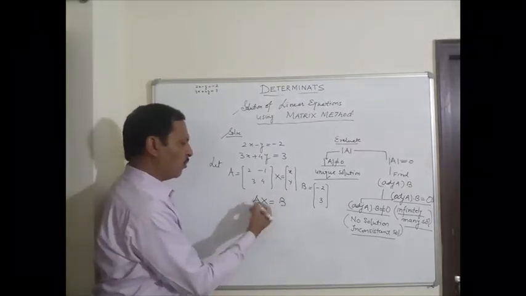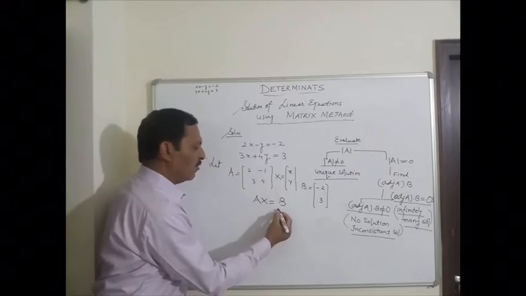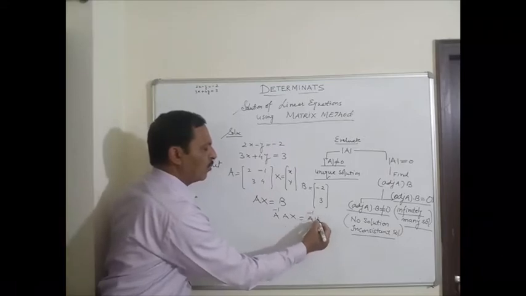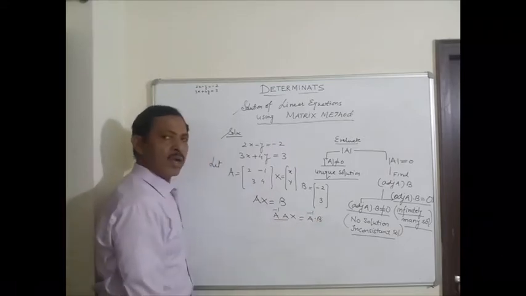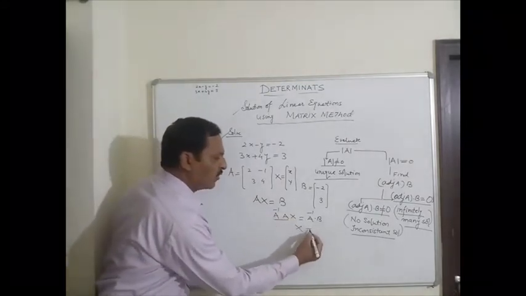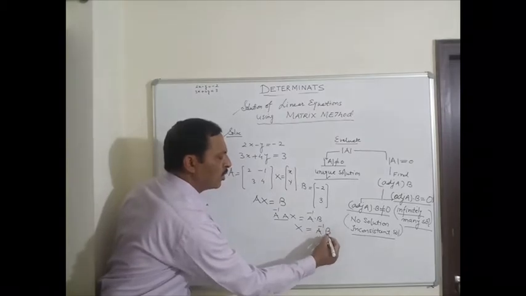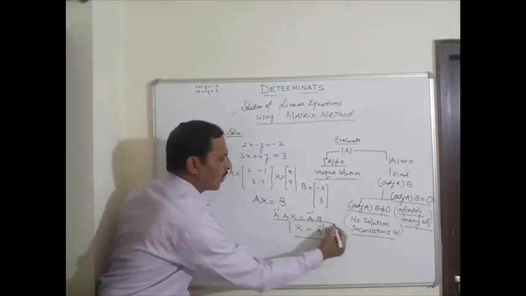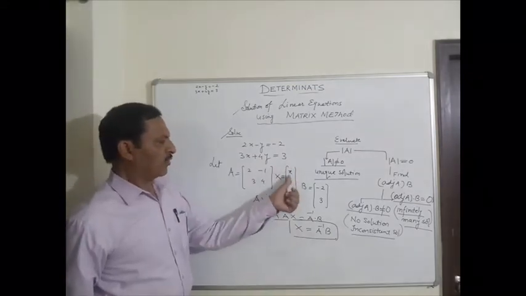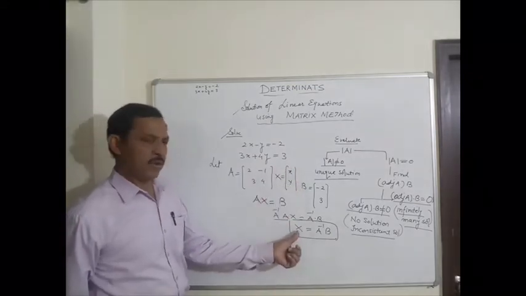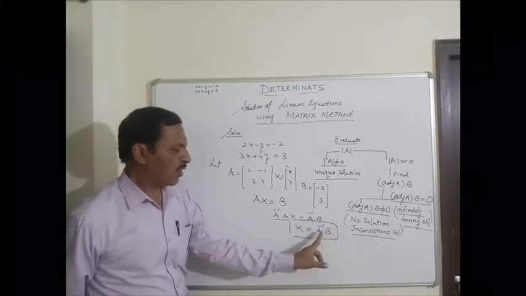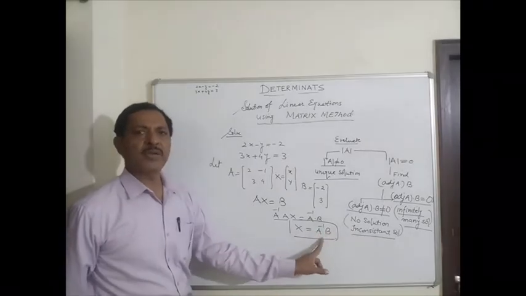So what is the pre-multiplication result? A inverse Ax equals A inverse B. What is A inverse into A? It is I. What is I into x? It is x. So x equals A inverse into B. This result should be known to you. That is, the variables x and y we can find by the use of x equals A inverse into B. Even these two should not get interchanged. There is generally a blunder committed.